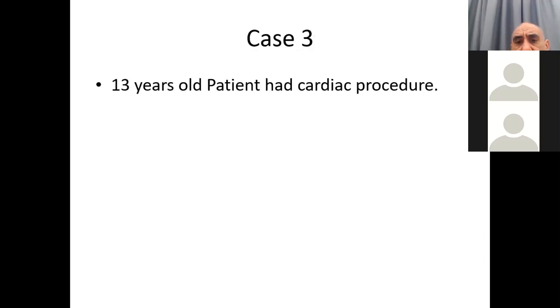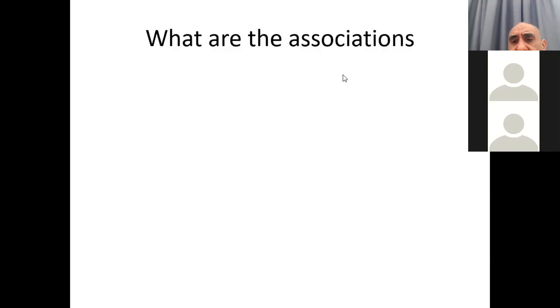What are the associations of coarctation of the aorta? It could be associated with bicuspid aortic valve. 50% of coarctation of the aorta will be associated with bicuspid aortic valve. Turner syndrome and Noonan syndrome are also other associations.